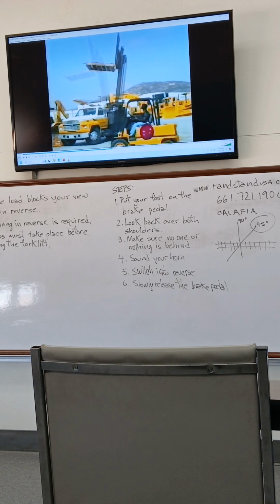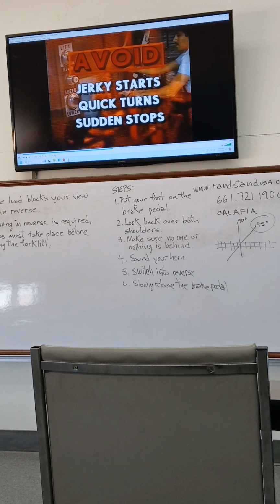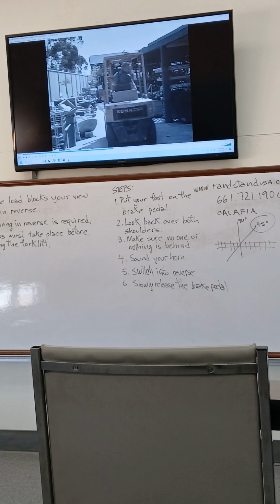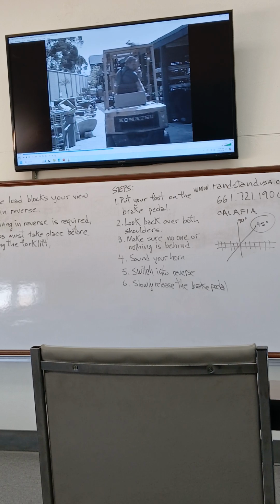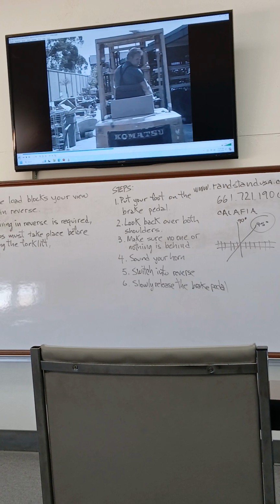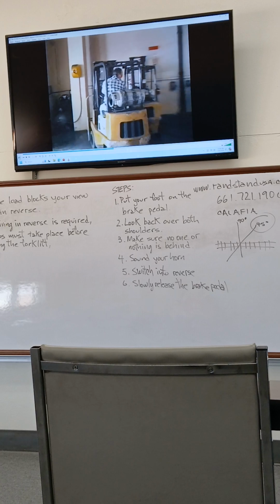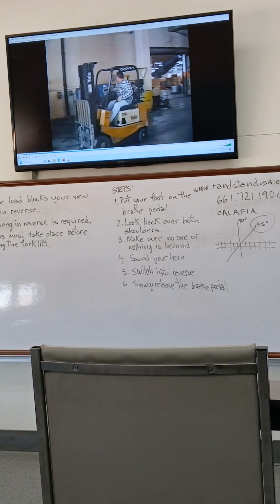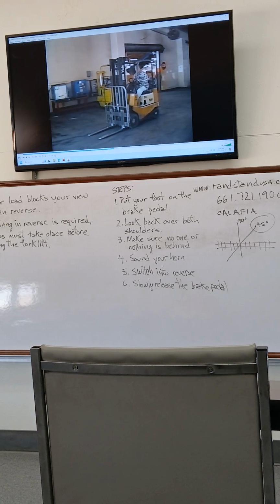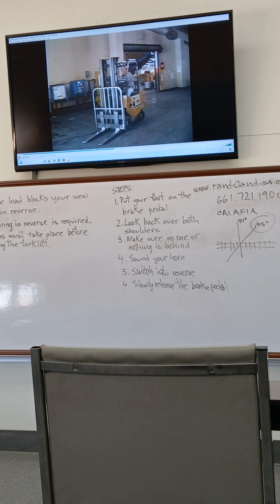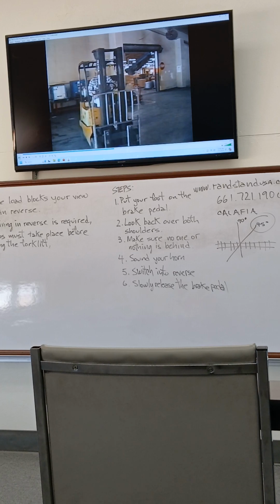Moving loads upward, downward, forward, and backward causes a shift of the center of gravity and can adversely affect the vehicle's stability. Avoid making jerky starts, quick turns, or sudden stops. Never use the reverse gear to stop a forklift truck. Use the brakes to stop the vehicle. When shifting from forward to reverse, the vehicle should be in a stopped position and the appropriate gear engaged before moving in the new direction.